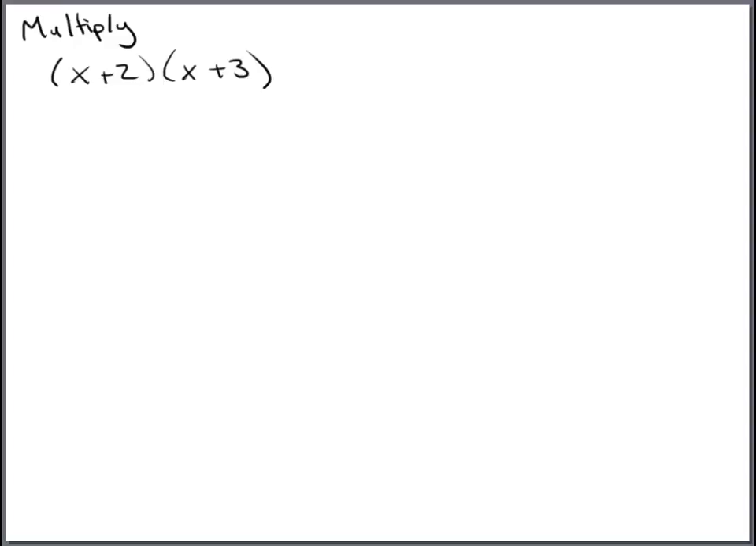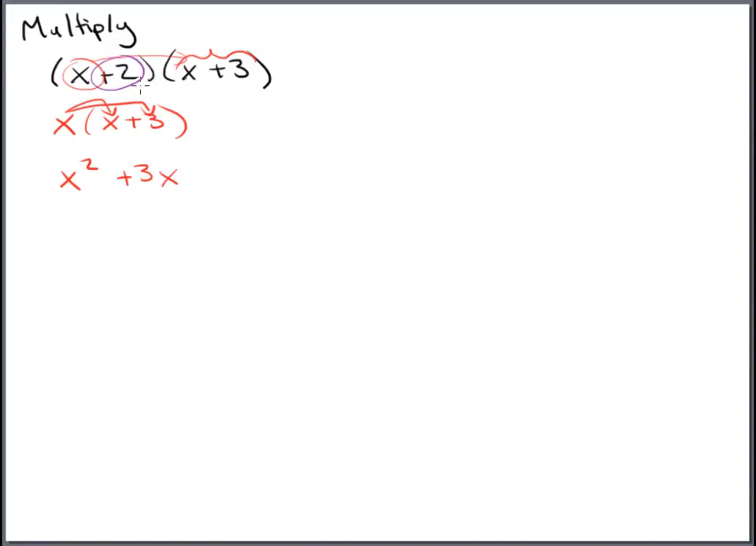Let's multiply some binomials. I'm going to start with the quantity x plus 2 times the quantity x plus 3. I'm going to start with this x. This x gets its chance with this entire binomial right here. I get x times x plus 3, which means I get to do x times x, which is x squared, and x times 3, which is plus 3x.